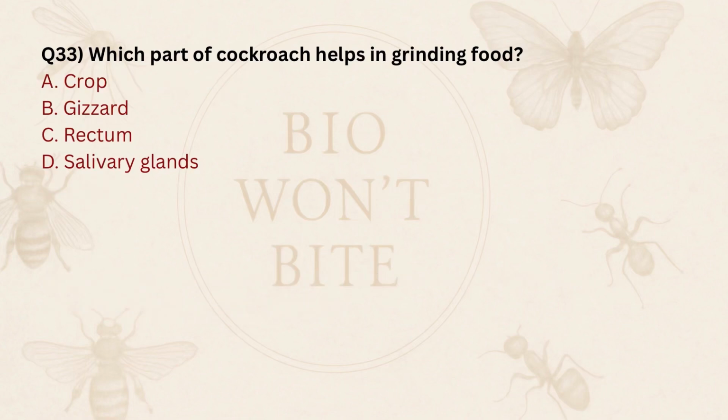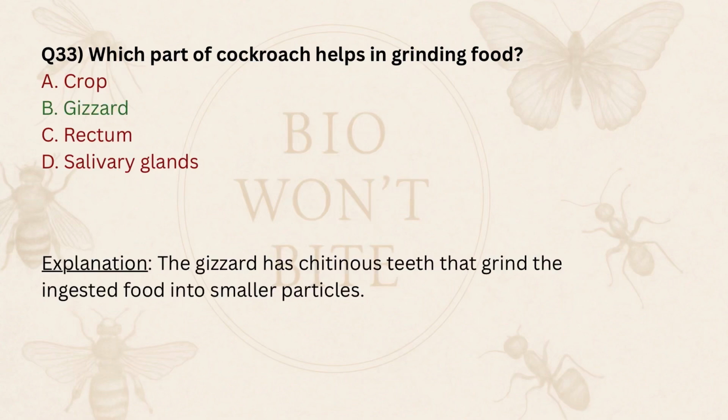Question number 33. Which part of cockroach helps in grinding food? The correct answer is option B, gizzard. The gizzard has muscular walls and 6 chitinous teeth that crush and grind food into fine particles.